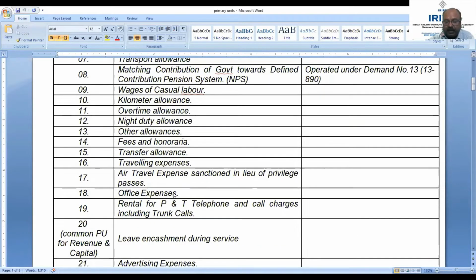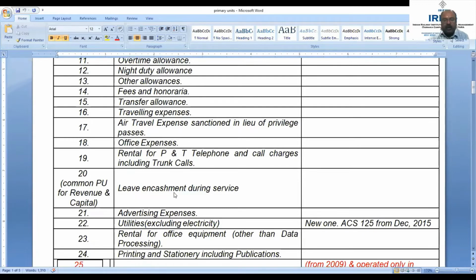18 is very, very important, this is a non-staff PU, because it represents all office expenses. Normally 18 to 24 are grouped under one category for budget estimate purposes, because all are related to office expense: rental for PMT except 20, advertisement expenses, utilities, rental for office equipment, printing and stationery. Except PU 20, 18 to 24 are related to all office expenditure. Okay.